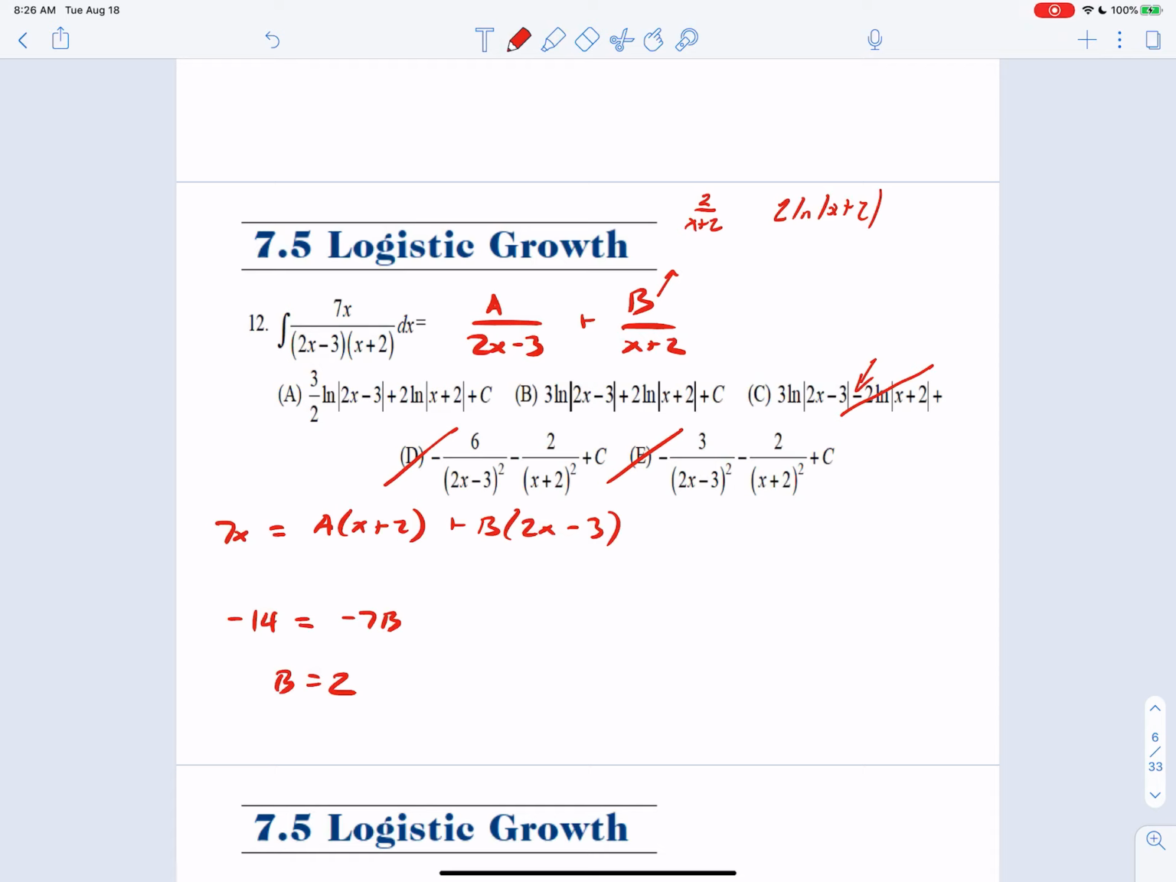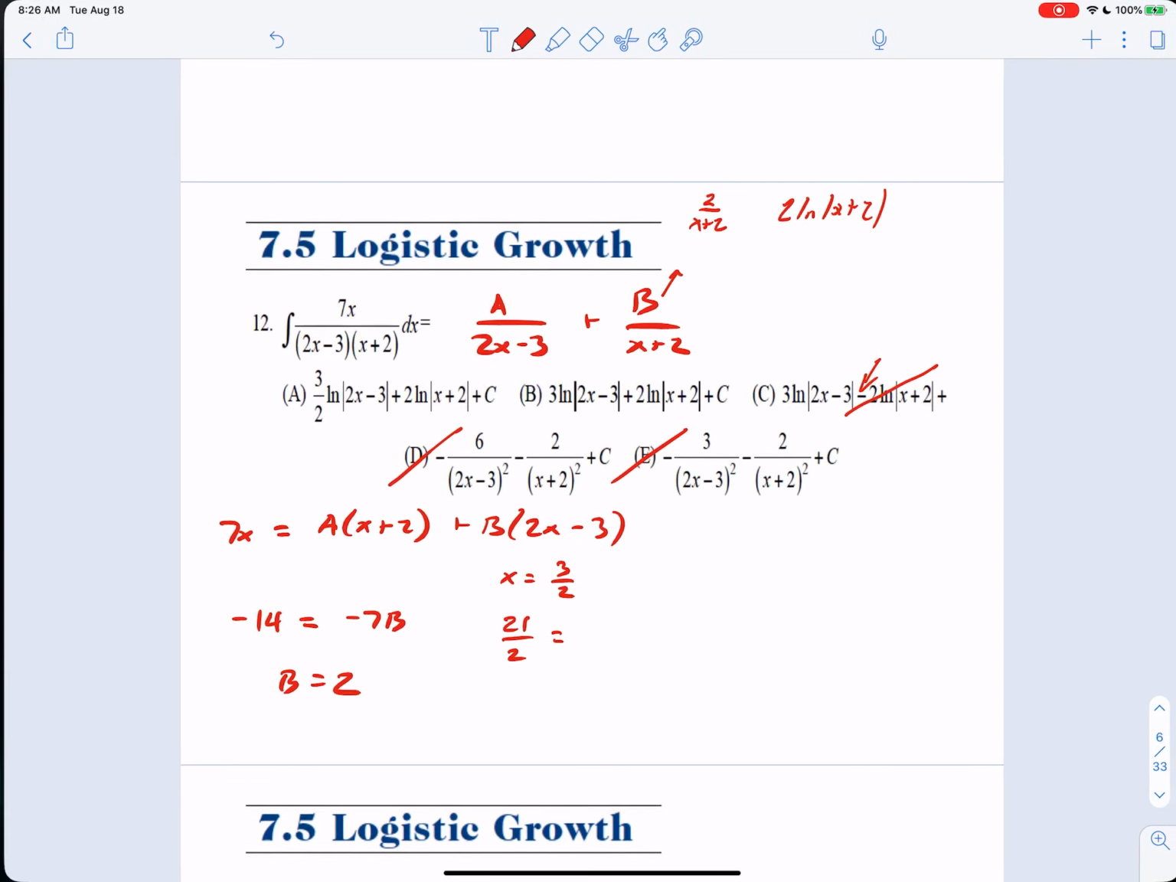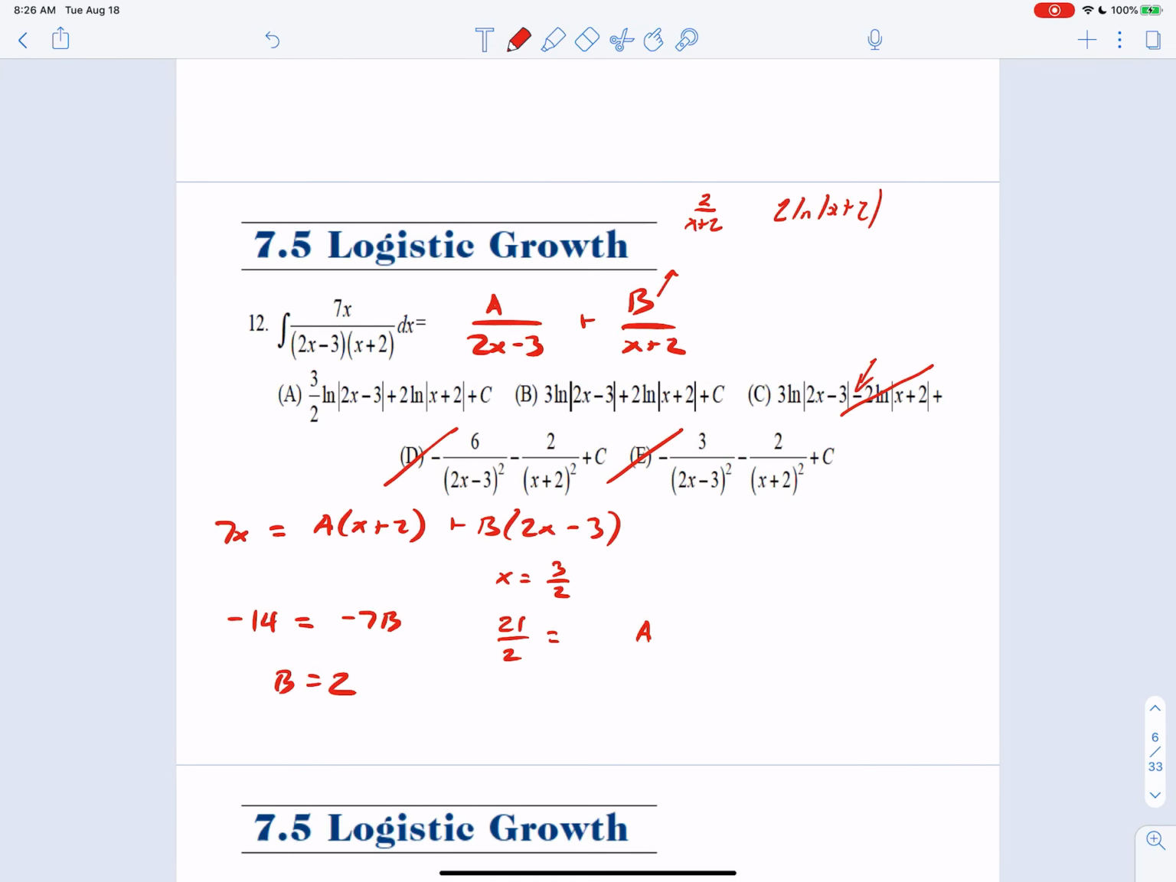So let's keep going. If I let x equal 3/2, that B term will go to 0. So on the left side, I should get 21 over 2 equals A times 3/2 plus 2, that's 4 over 2, so you should get 7 over 2 here. If I multiply by the reciprocal, A should come out to positive 3.